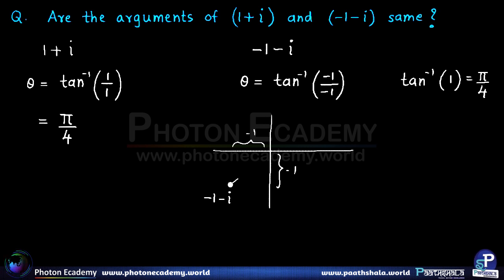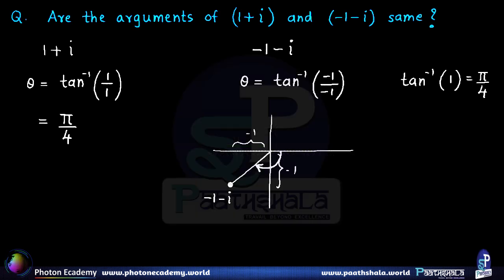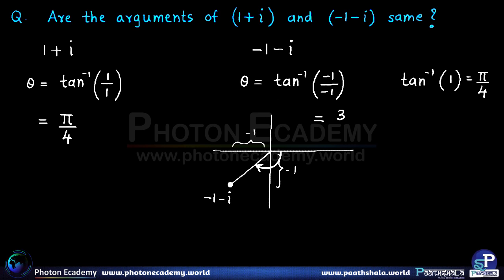Now if we see the argument of this particular number, we know that it has to be an angle in the third quadrant. So pi by 4 is not the right answer for this angle, but we see that the angle is 3 pi by 4 because it is in the third quadrant. So the argument of this second number is 3 pi by 4. So although the definition is tan inverse of b by a, we have to make sure that we consider the quadrant correctly.